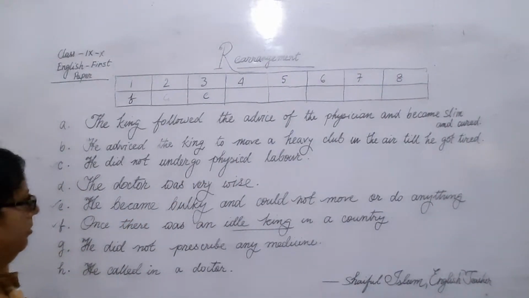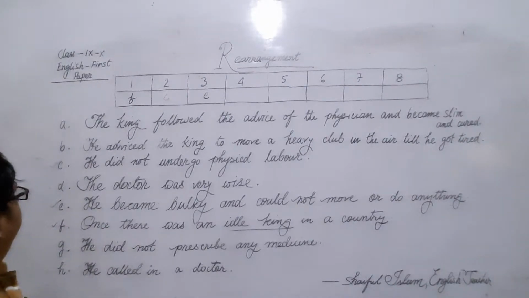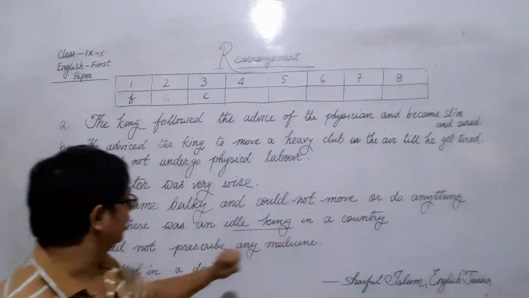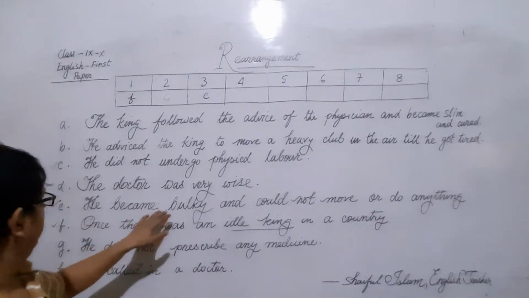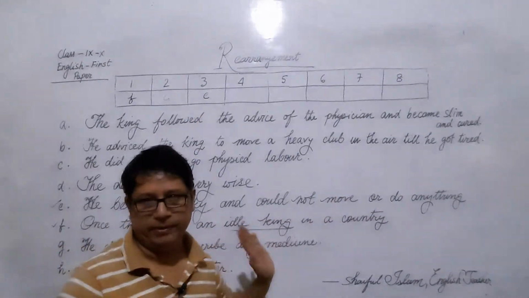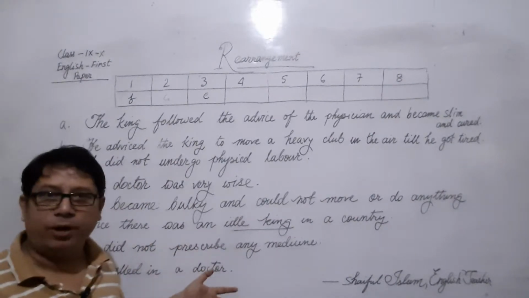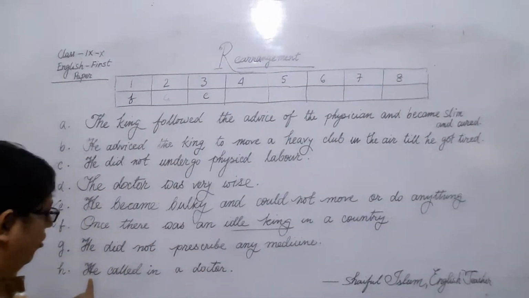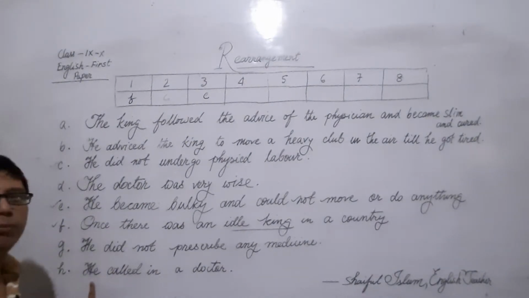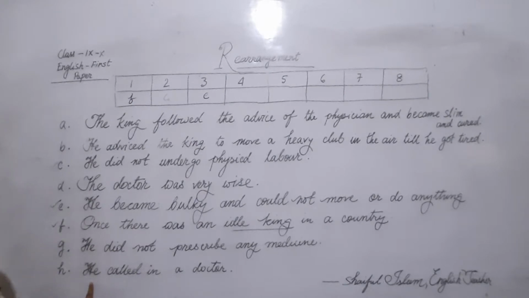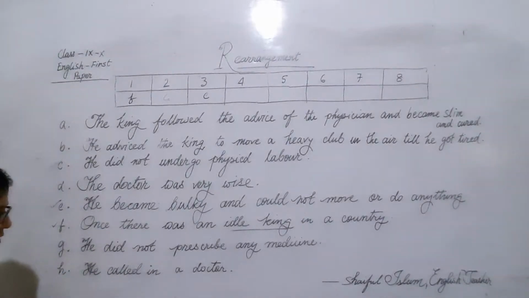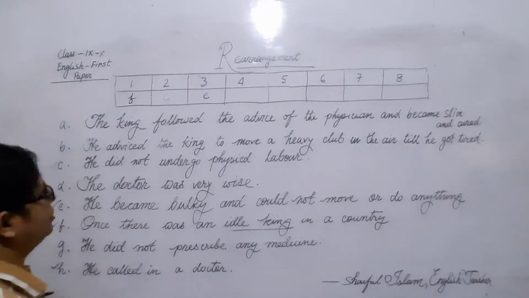Okay. Once there was an idle king in a country. He did not undergo physical labor, and E, he became bulky and could not move anything. So this is a problem. Now he called in a doctor. The next sentence is there because the king could not move anything. This is a problem. So for the solution of this problem, the king called in a doctor. So now comes the H number sentence.